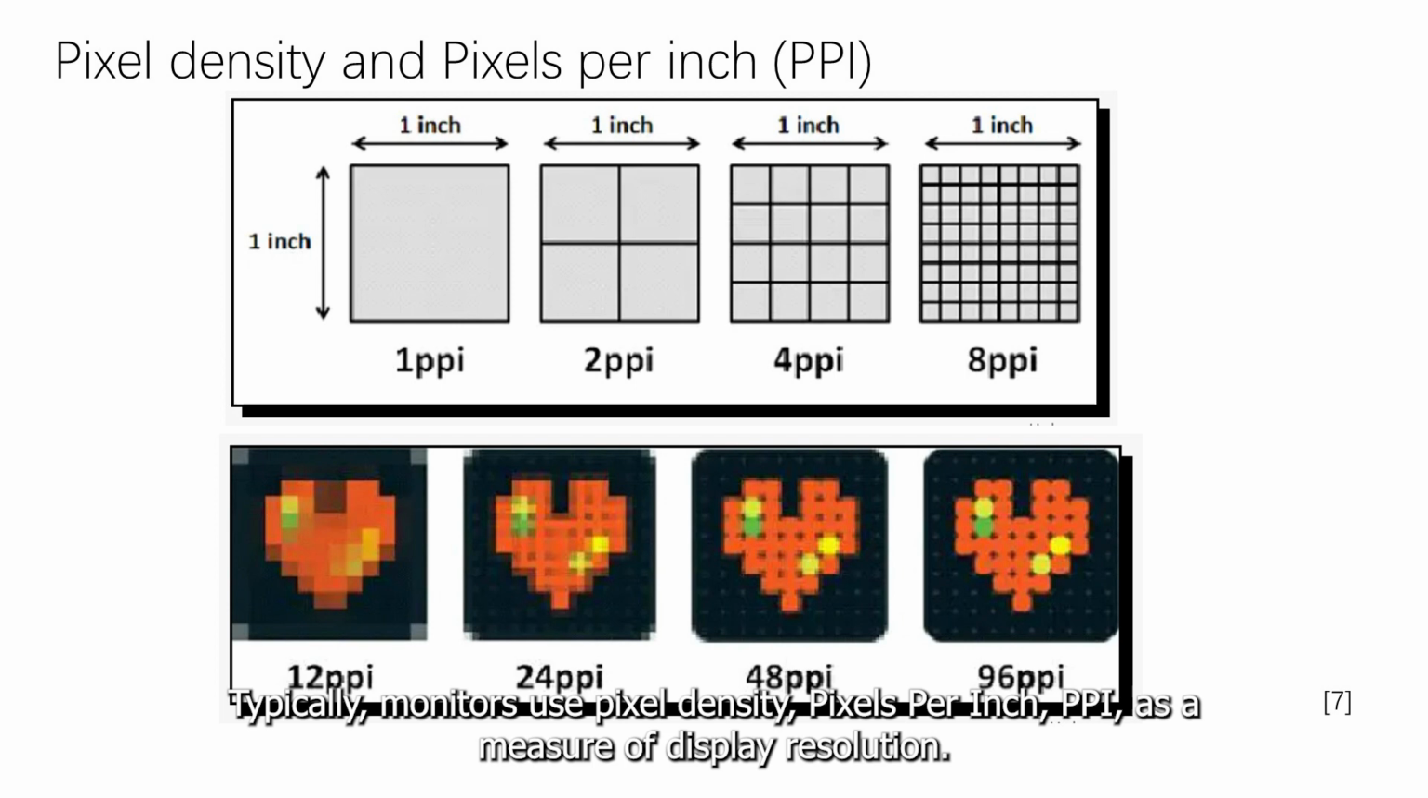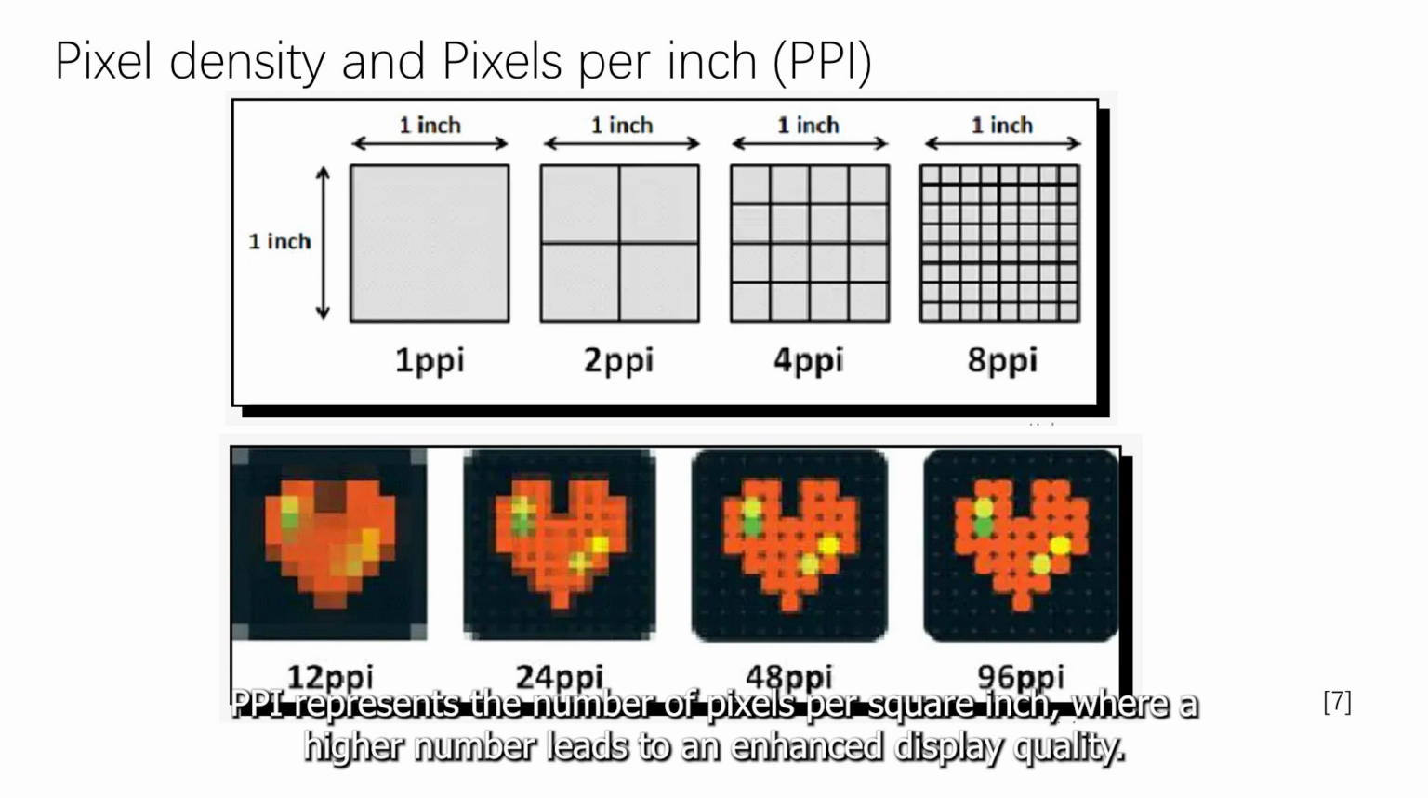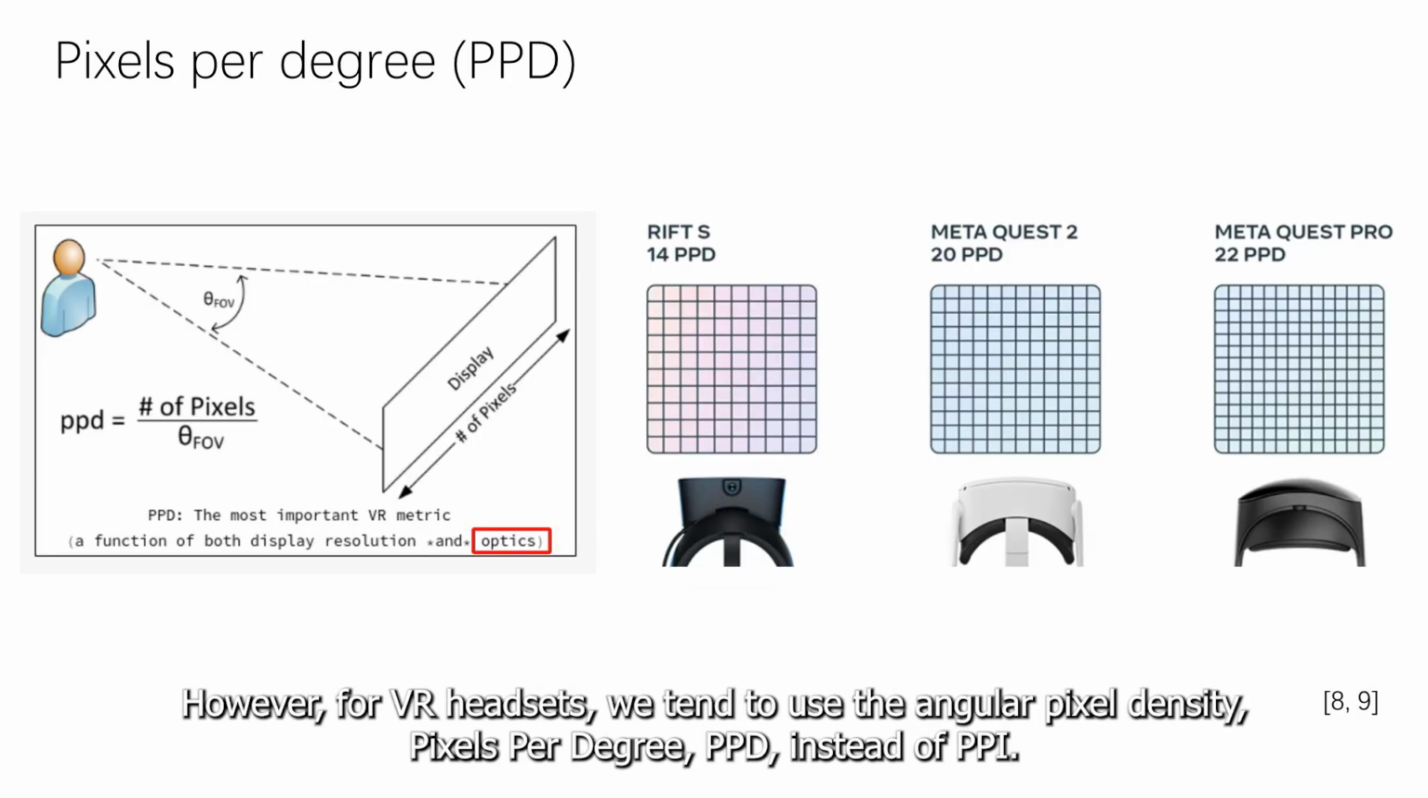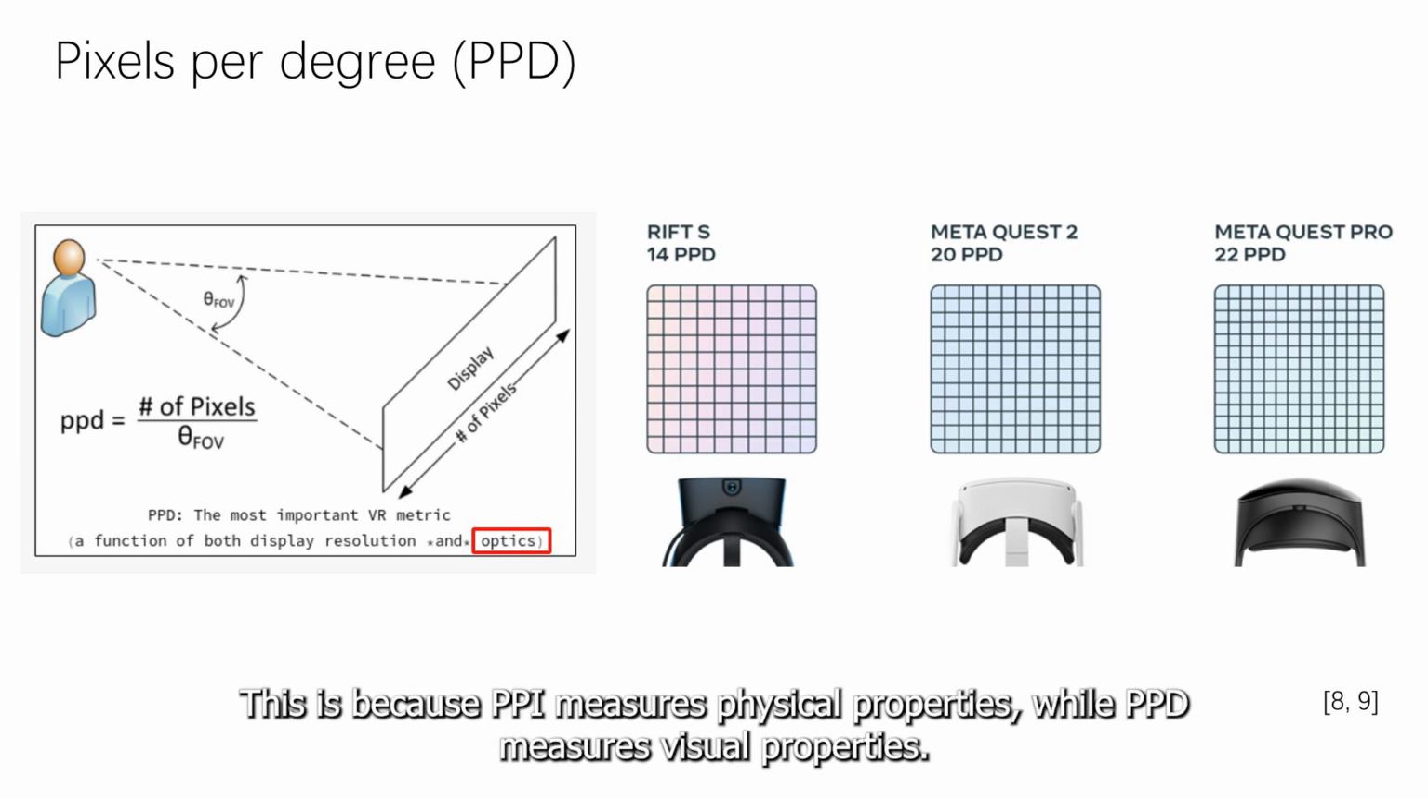Typically, monitors use the pixel density, pixels per inch, PPI, as a measure of display resolution. PPI represents the number of pixels per square inch, where a higher number leads to an enhanced display quality. However, for VR headsets, we tend to use the angular pixel density, pixels per degree, PPD, instead of PPI. This is because PPI measures physical properties, while PPD measures visual properties.